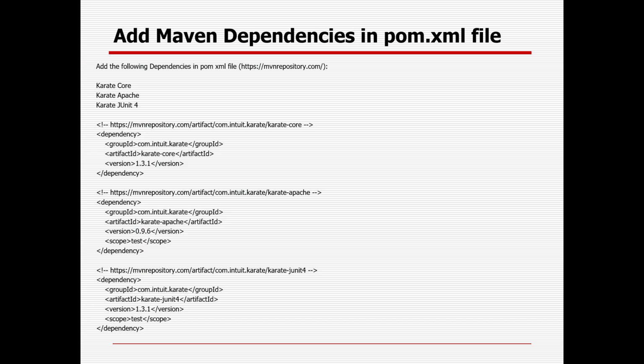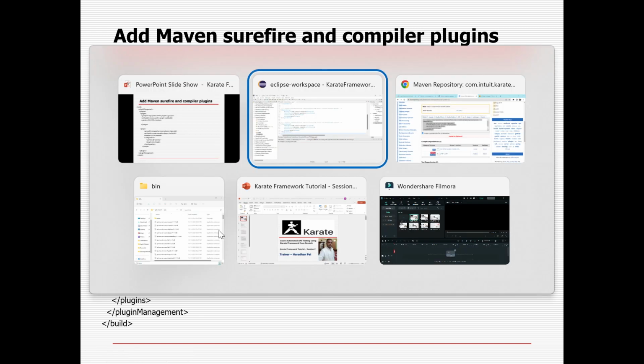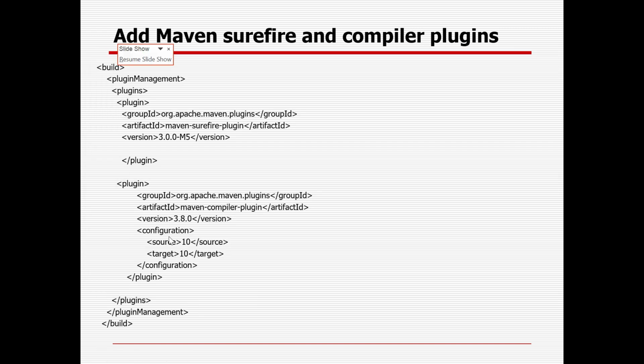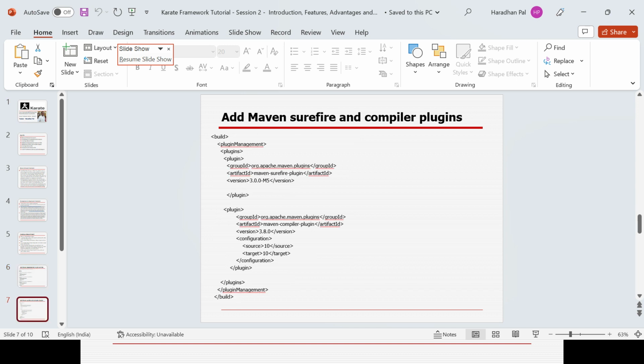After all three dependencies are added to your pom.xml file, karate core, karate apache, karate JUnit 4, then you need to add the Maven surefire and compiler plugins as well, before the project, after the dependencies tag. So this is the Maven surefire plugin, and this is the Maven apache plugin. What I will be doing is simply copying here, and you can copy the same thing here.